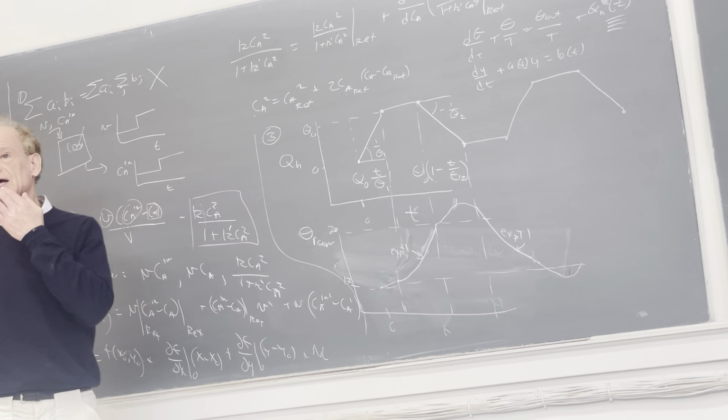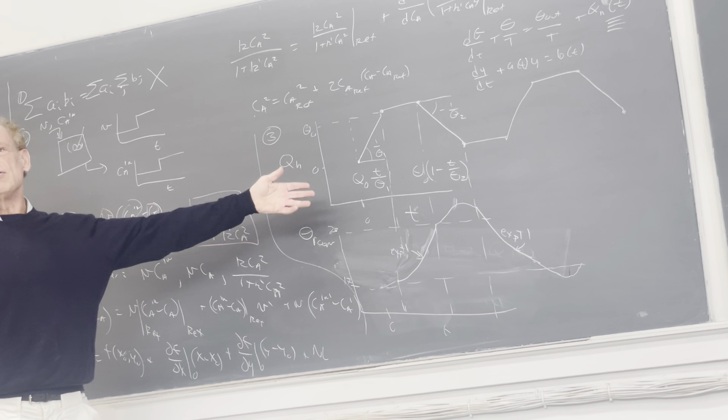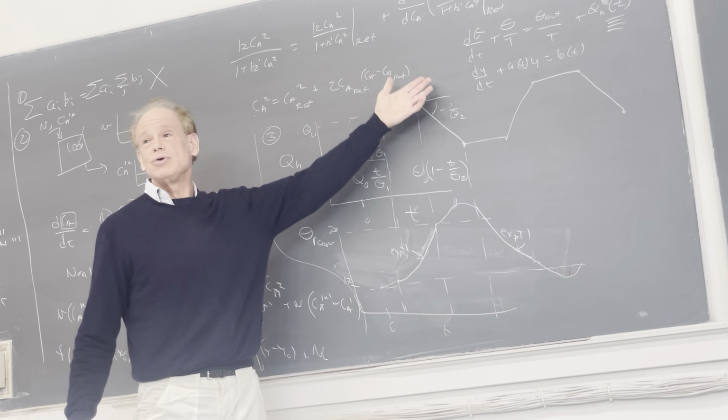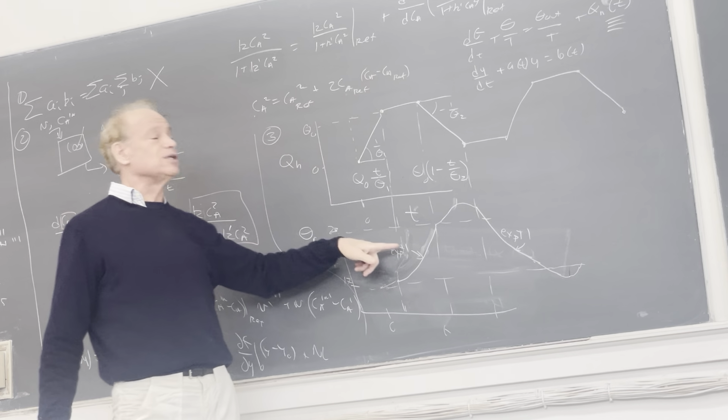I have overshoot on both sides. And I can do this without writing down equations. This is just reasoning from what's going on here. I don't need to solve any equations. When you solve the equations, you find it.